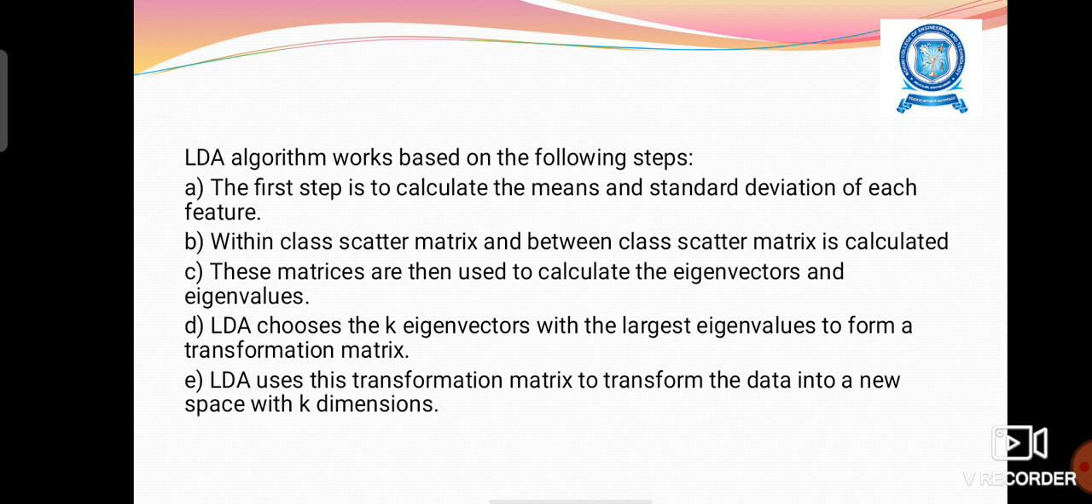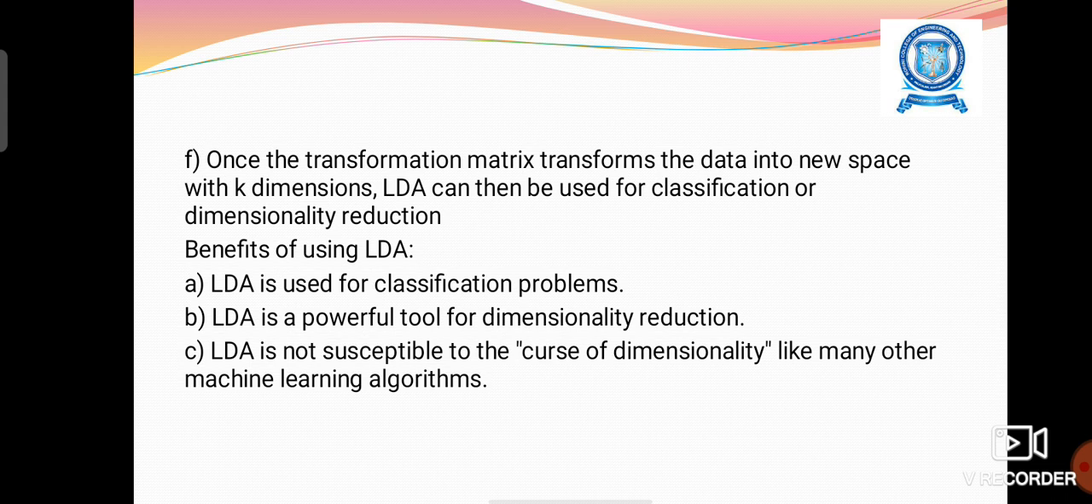The LDA algorithm works based upon the following steps. The first step is to calculate the means and standard deviation of each feature; the within-class scatter matrix and between-class scatter matrix will be calculated. These matrices are used to calculate the eigenvectors and eigenvalues. LDA chooses the k eigenvectors with the largest eigenvalues to form the transformation matrix, and finally this transformation matrix will be used to transform the data into the new space with k dimensions. Once the data is transformed into the new space with k dimensions, LDA can then be used for classification or dimensionality reduction. The benefits of LDA are that it is used for classification problems and it is a powerful tool for dimensionality reduction.